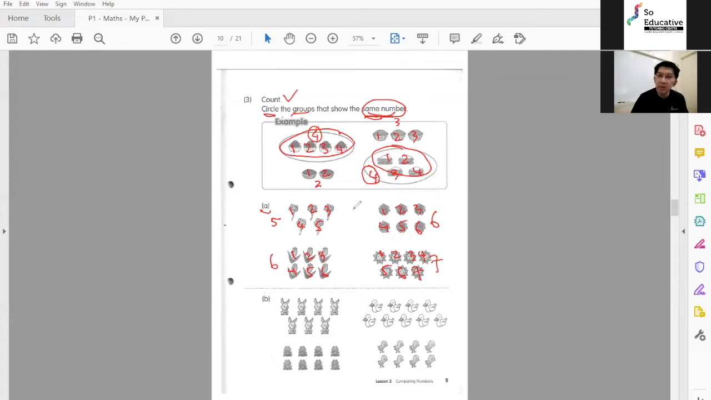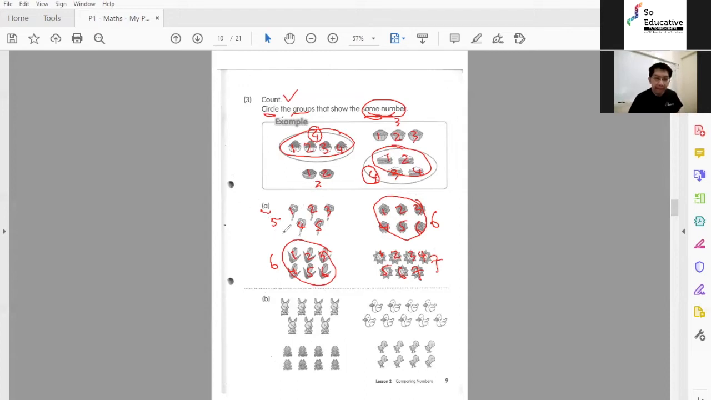7 flowers here. So the group that has the same numbers would be this group with 6, and that group also has 6 flowers in the group. Okay, now let's move on to 3B.